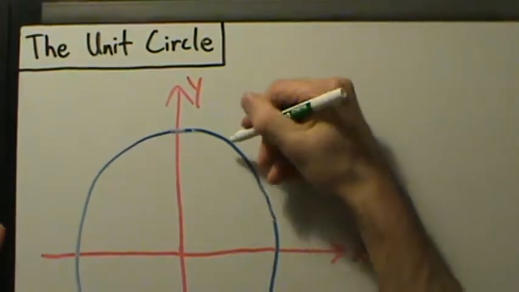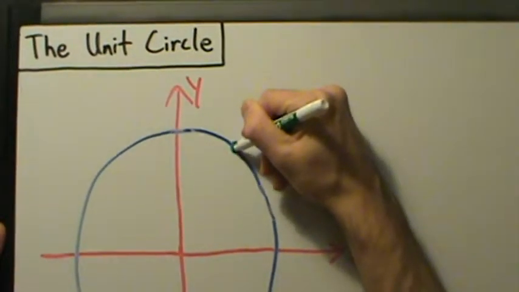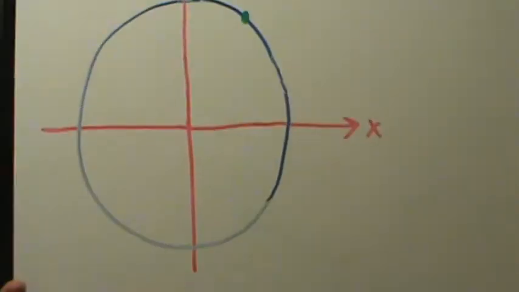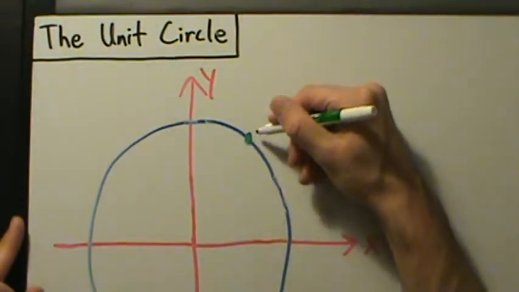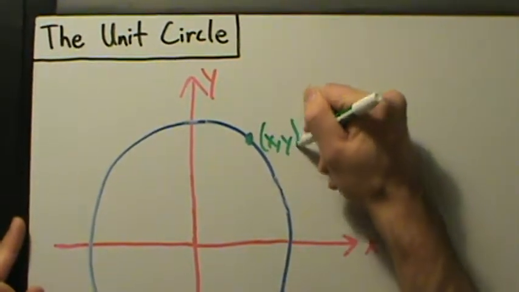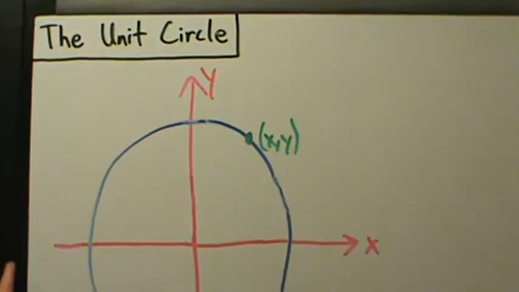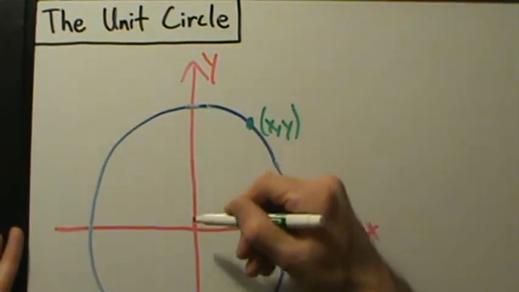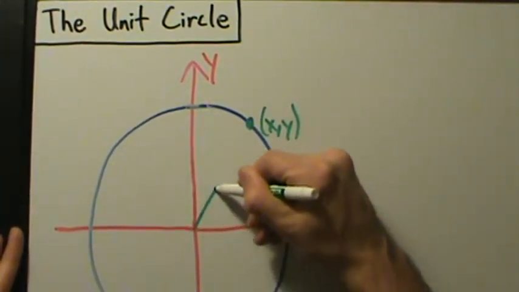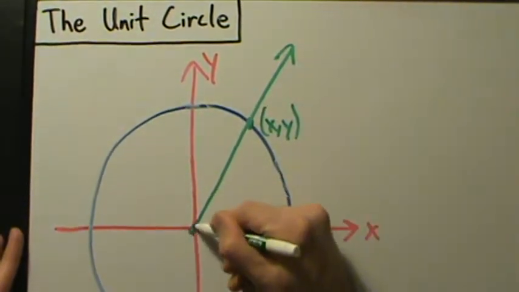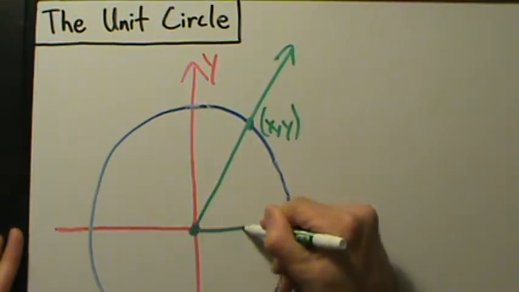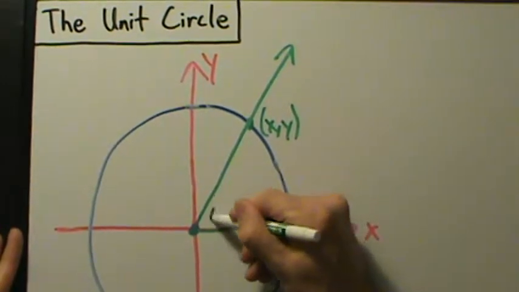So let's say we have a point right here on the unit circle. Okay, so let's just pretend this is a unit circle. It could be a little bit better, but not terrible, I guess. This is the point x, comma y, just some point anywhere on the unit circle here. And then let's say we have an angle theta that's in standard position. So vertex at the origin, initial side on the positive x-axis. So here's our angle theta.